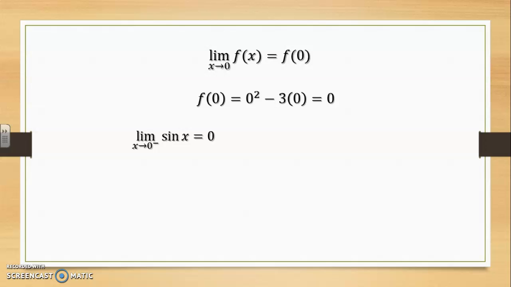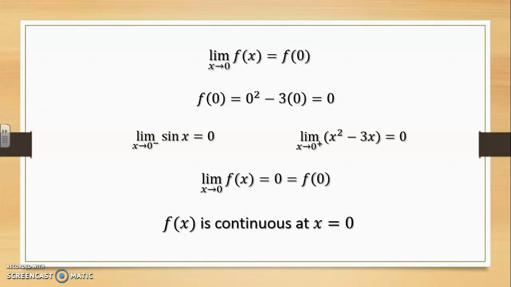As for the left-hand limit, as x approaches 0 from the left, the function's rule to use is sine of x. Sine of x is continuous. By direct substitution, we obtain a 0 result. The right-hand approach can also be done by direct substitution, as we are dealing with a polynomial, and another 0 result is obtained. So in this case, the function's value, as well as both one-sided limits, all agree to take on the value 0, and therefore f of x is definitely continuous at 0.